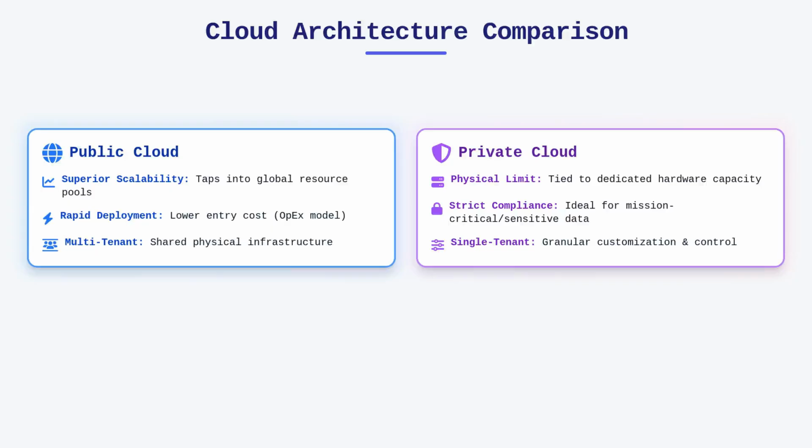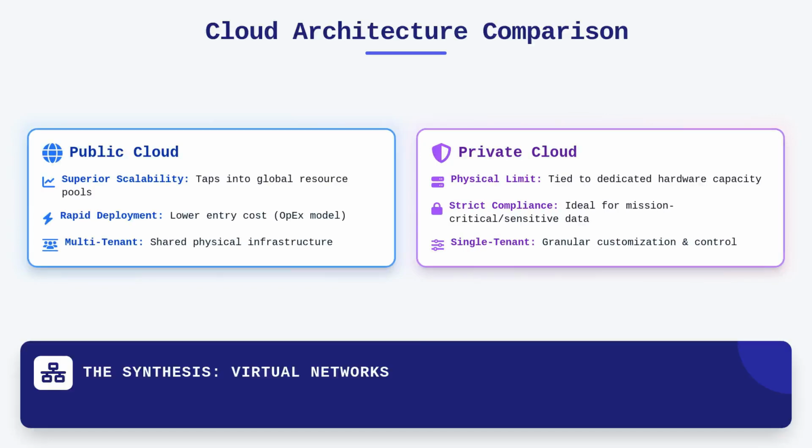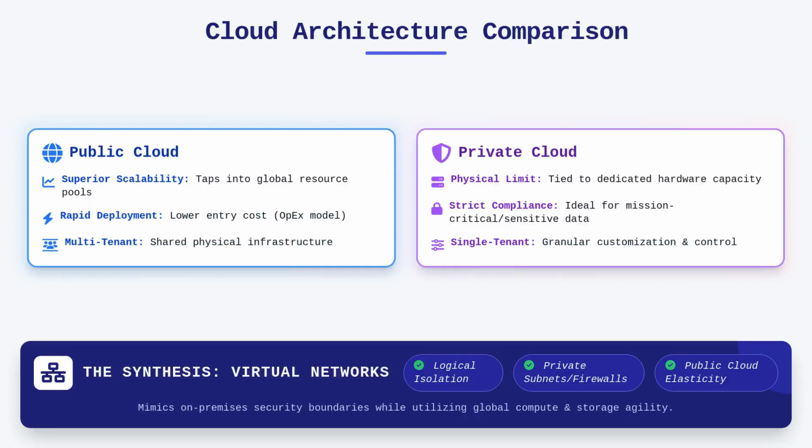It is important to note that modern cloud architecture often blurs these lines through the use of virtual networks, which represent logical isolated partitions within public platforms. These virtual networks give organizations the ability to mimic the private networking capabilities and security boundaries of an on-premises setup, while still benefiting from the public cloud's underlying compute and storage elasticity.